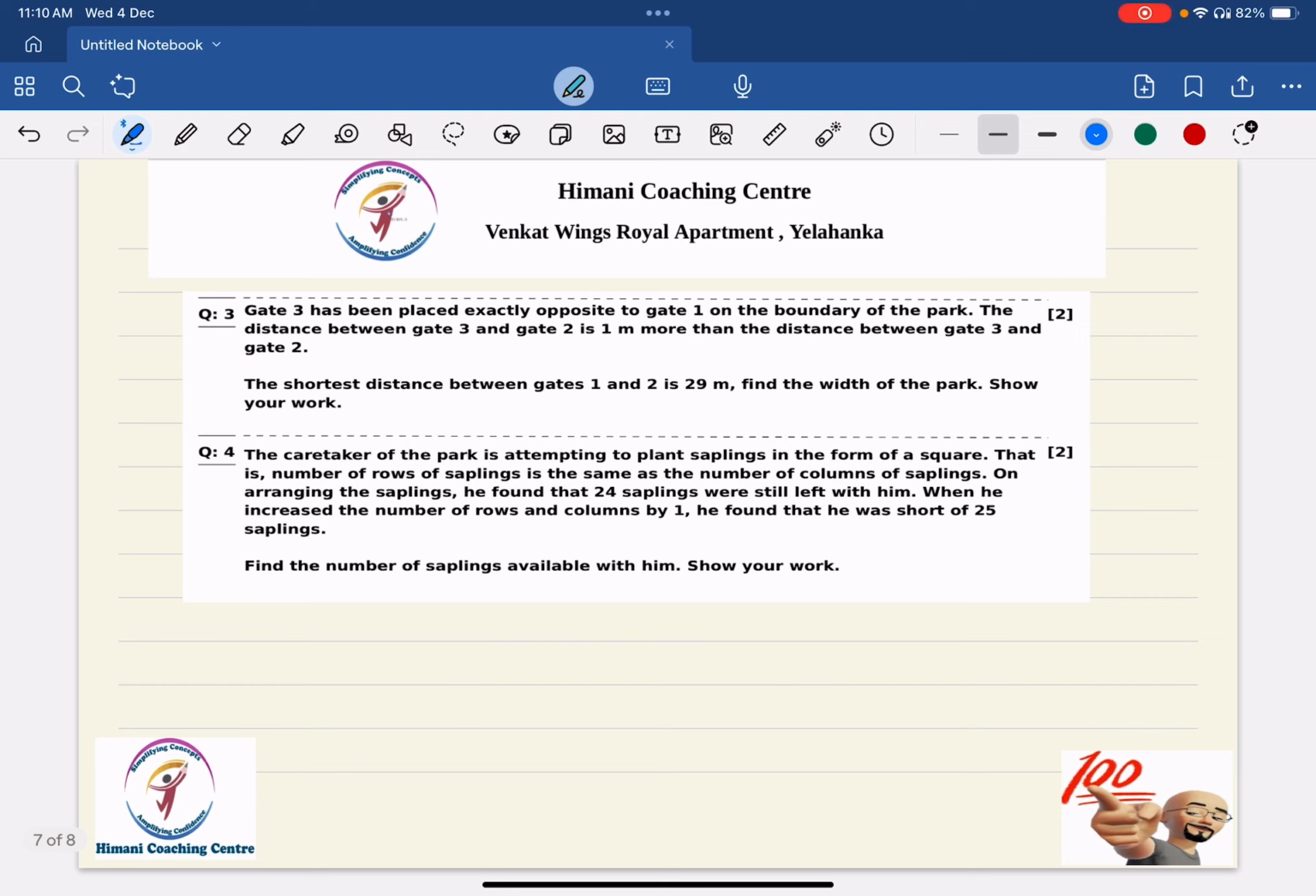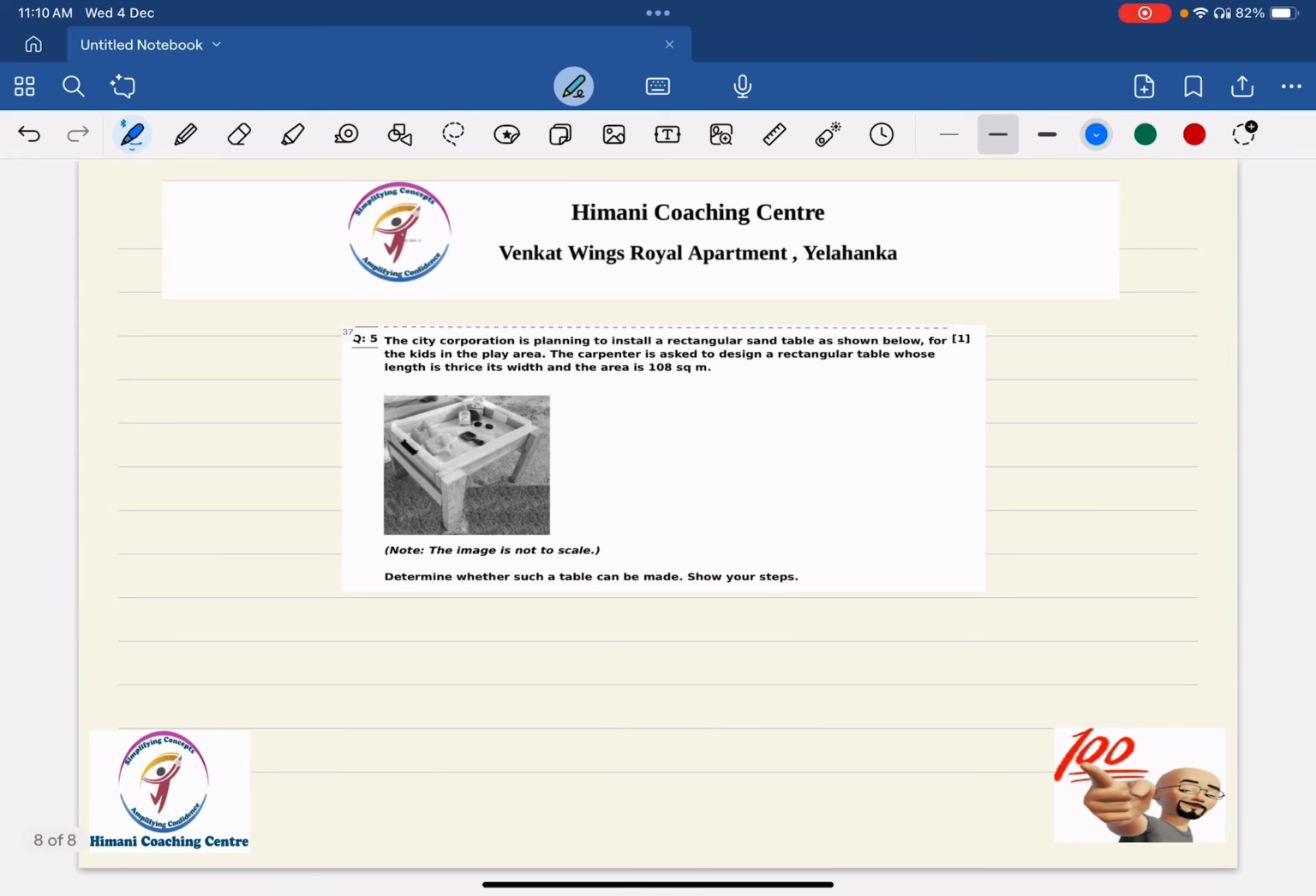Now, students, let us go to the, okay, I think that's the repetition. Yeah, now let us go to the last question of the case study. It says the city corporation is planning to install a rectangular sand table as shown below for the kids in the play area. The carpenter is asked to design a rectangular table whose length is thrice its width and the area is 108 square meter. Question is, determine whether such a table can be made. Show your steps.